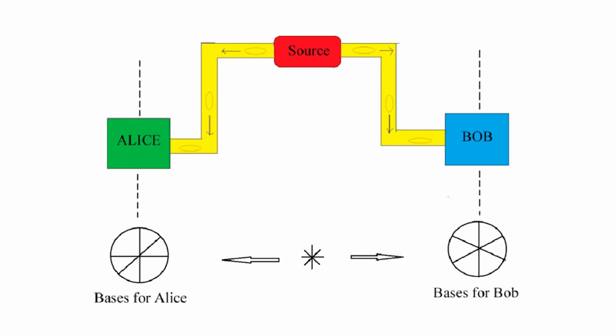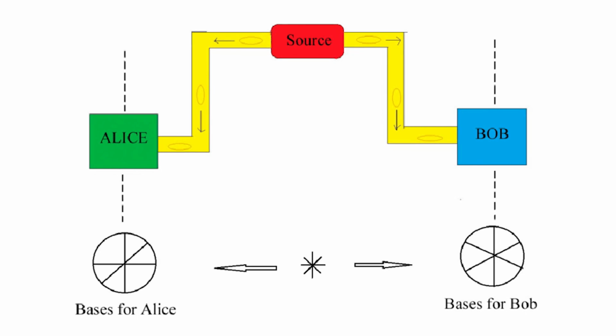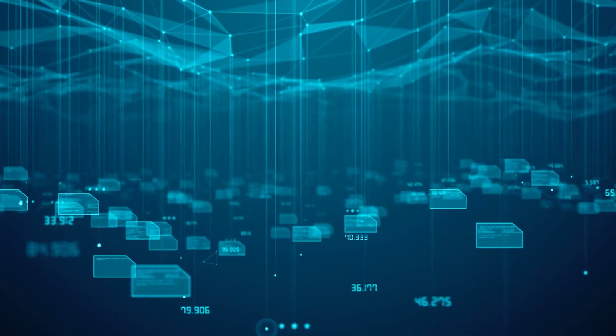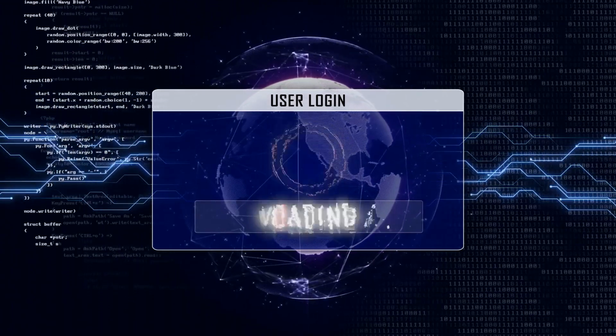Let's picture this. You're sending a secret message to a friend using quantum cryptography. Even if an AI tries to sneak in and listen, the quantum particles will immediately alert you and your friend.